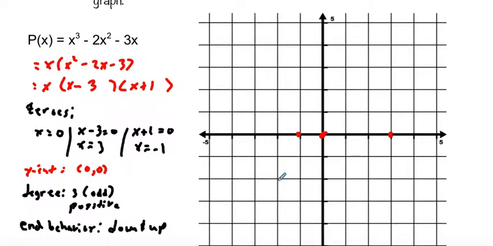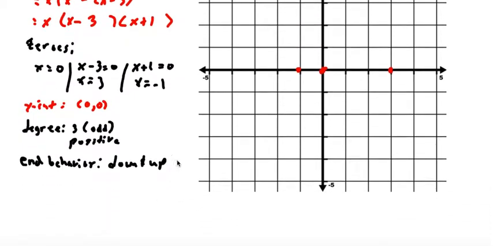So we know a lot of pieces there, but we need to find those local max and mins. We're going to use our graphing calculator to do that. So you're going to need to get out your graphing calculator in order for you to name those. So I'm going to come down here and write out local max and local min, and let's find those.